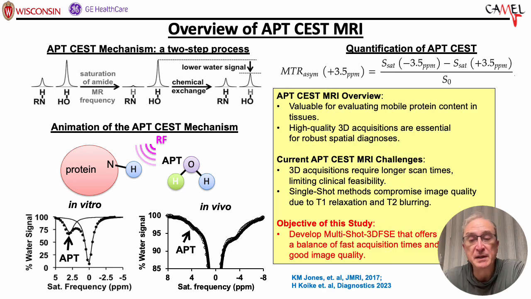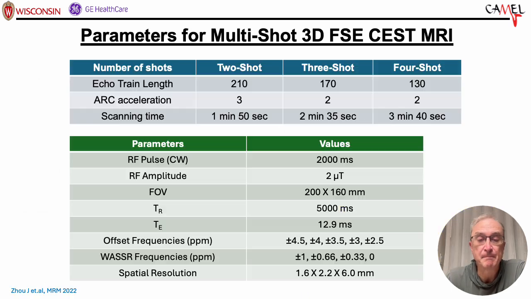So APT-CEST can be quantified as a magnetization transfer ratio. It's got some nice properties. However, it is a slow technique, and so the goal of this study, the objective, was to develop multi-shot 3D fast spin echo that offers a balance of fast acquisition times while still having good image quality.